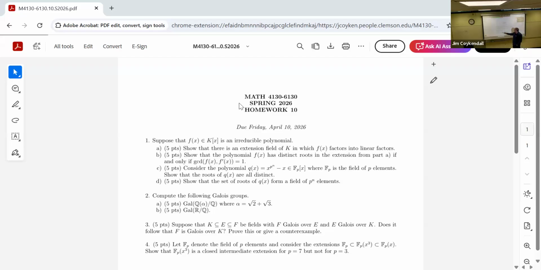Compute the following Galois groups. Compute the Galois group of Q(alpha) over Q, where alpha is this element, radical 2 plus radical 3. And compute the Galois group of the real numbers over Q. Actually, a little advanced calculus might help with part B, which I'm sure everybody is happy about.